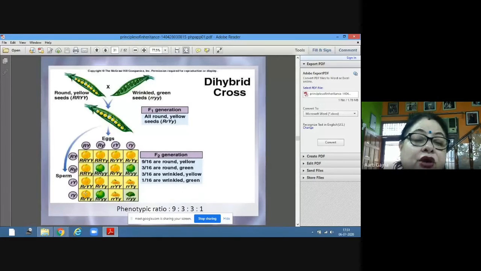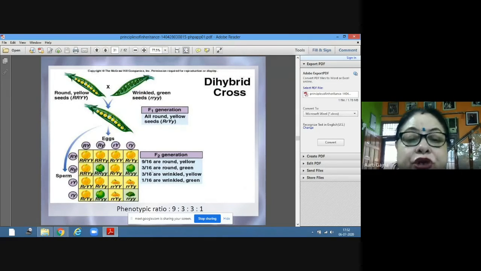Now, how will you find out the phenotype? What would be the genotype? Suppose this, see this. This is small r, small r. Small r means no dominant character as far as shape is concerned. So it would be wrinkled. It cannot be round because it does not have capital R. Now it is having capital Y, capital Y. That means it is having dominant character as far as the color of the seed is concerned. So the color of the seed would be yellow, but the shape would be wrinkled. So similarly, all these you can find out, and this is the result.